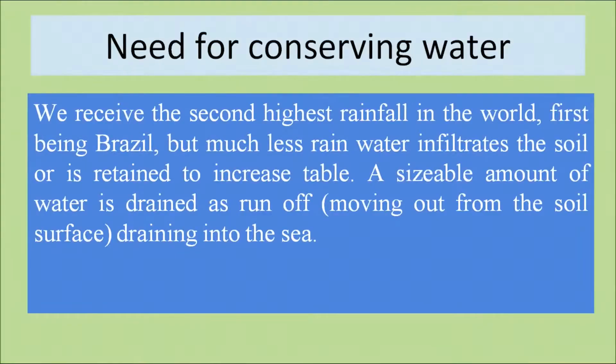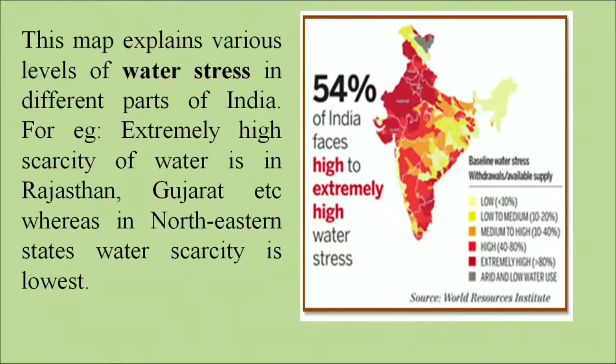Need for conserving water. We receive the second highest rainfall in the world, first being Brazil, but much less water infiltrates the soil or is recharged into our water table. A sizable amount of water is drained as runoff, that is moving out from the soil surface and draining into the sea. The map shows the water stress in different parts of our country. The red parts are the ones which are in stress, that is they have much less amount of water than they require, and yellow and orange show comparatively less amount of stress, that is our northeast areas. In the high stress zones are our states like Gujarat, Rajasthan, etc.